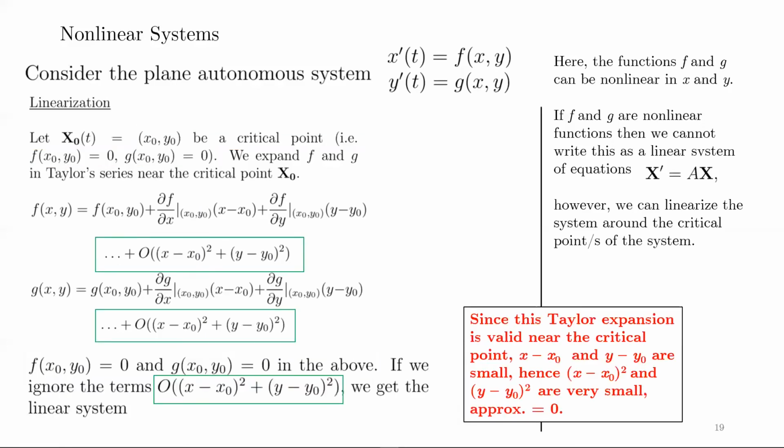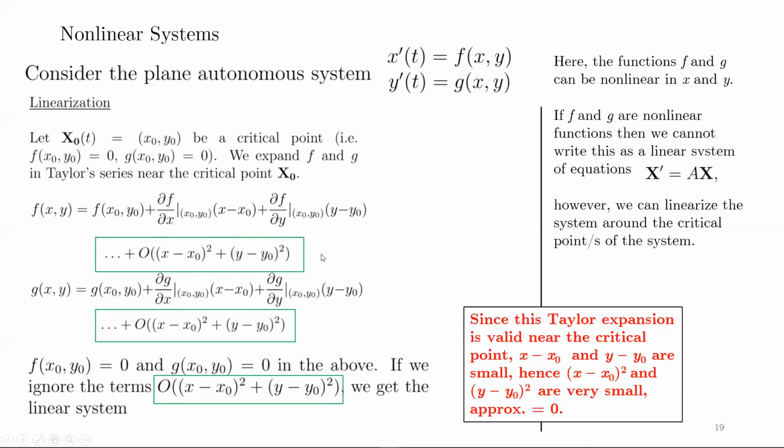Okay, and then the second point is that we can ignore the terms of higher order, the x squared and y squared terms, and this is because near the critical point, x minus x naught and y minus y naught are small. If we're in a region where x is close to x naught and y is close to y naught, then x minus x naught and y minus y naught are both very small. Therefore, x minus x naught squared and y minus y naught squared are very small. So approximately 0, we're going to say they're close enough to 0 that we can just throw them out.